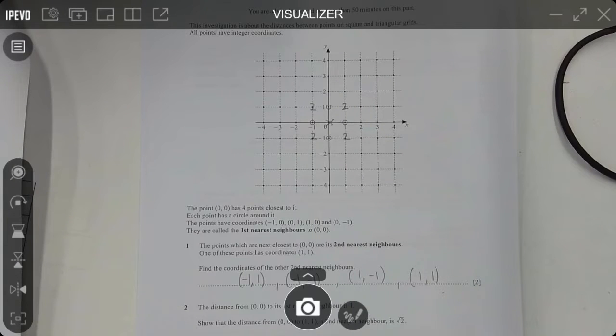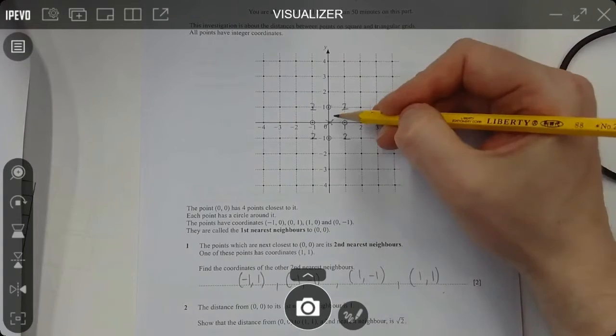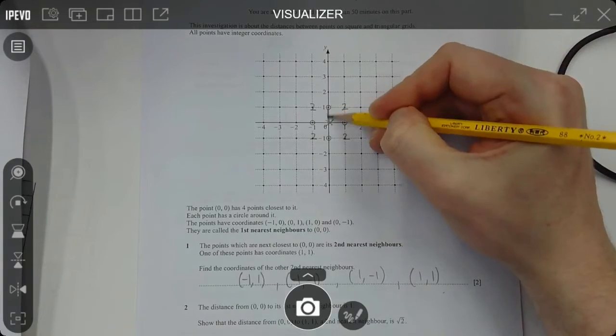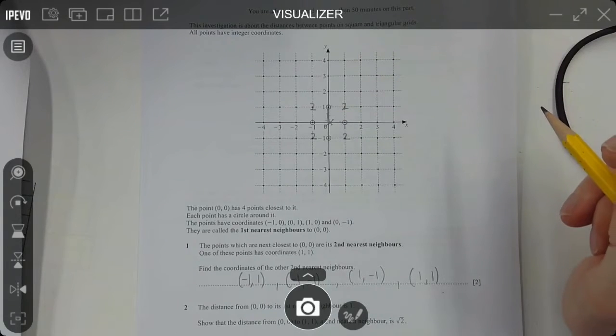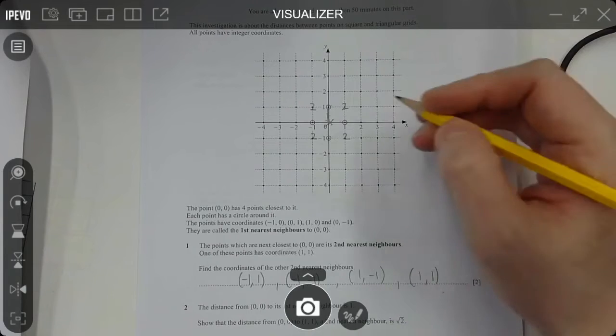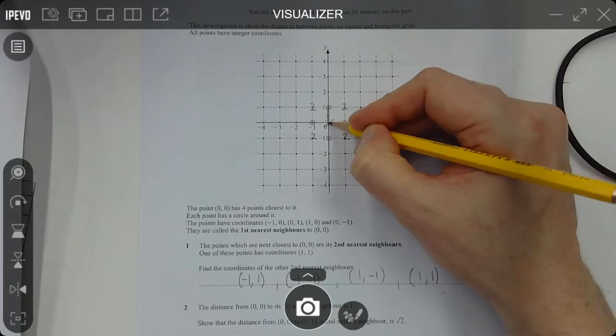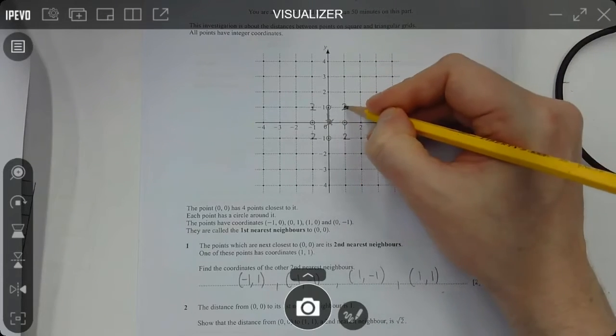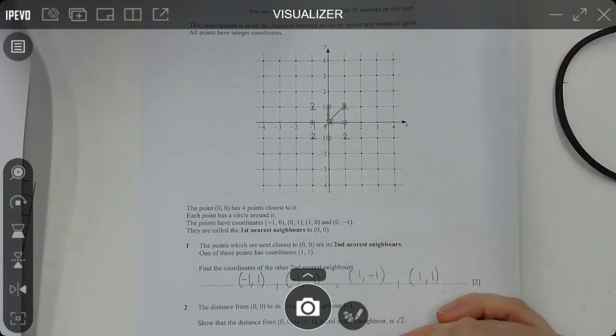Second question: the distance from 0, 0 to its first nearest neighbour is 1. For example there, that is 1 unit. Show the distance from 0, 0 to 1, 1 is √2. So 0, 0 to 1, 1 would be from here to there. It's a little baby right angle triangle. Here it is, there's the right angle. We know that distance is 1, that distance is 1, so you're finding this distance here.